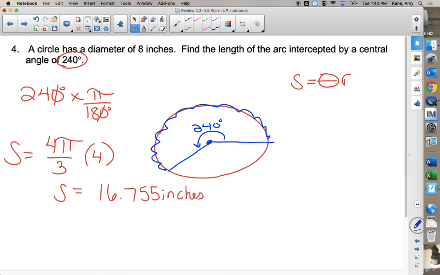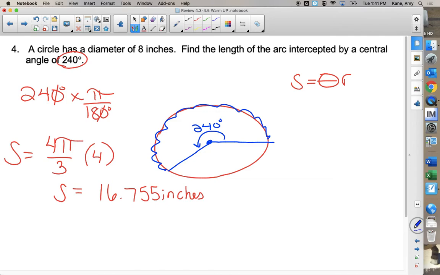Say again? You could leave it as 16 pi over 3 as well. You still have to write inches next to it though. But if somebody was asking you about the radius or the arc around a clock or around a bicycle, you'd probably convert it to decimal values so it makes a little more sense. But no, you wouldn't have to leave the pi in. Other questions?